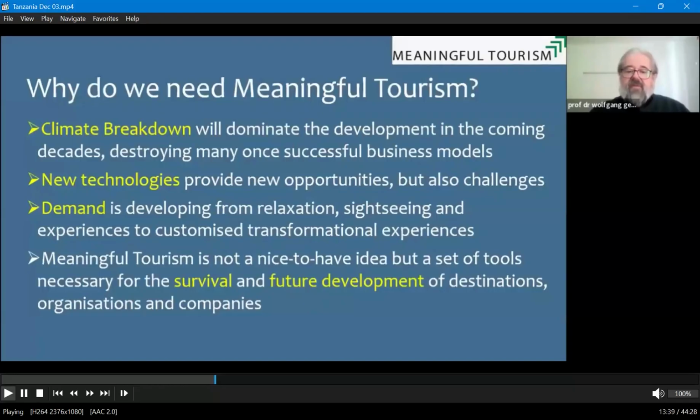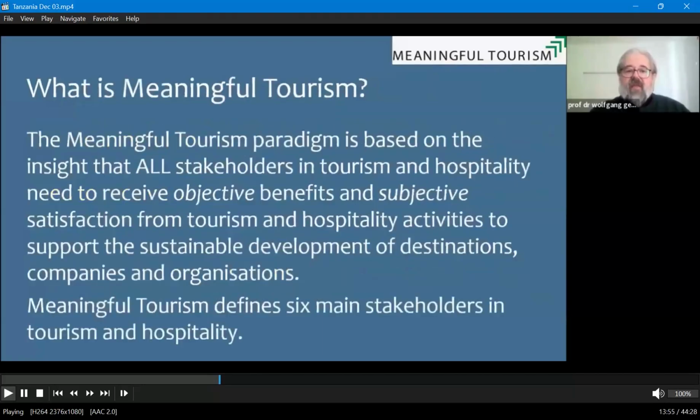So in a nutshell, meaningful tourism is not a nice-to-have idea, but a set of practical tools which are necessary for the survival and the future development of destinations, organizations, and companies in this changing environment. And the key point is that this is a holistic approach. It's based on the idea that all stakeholders need to have benefits and satisfaction.